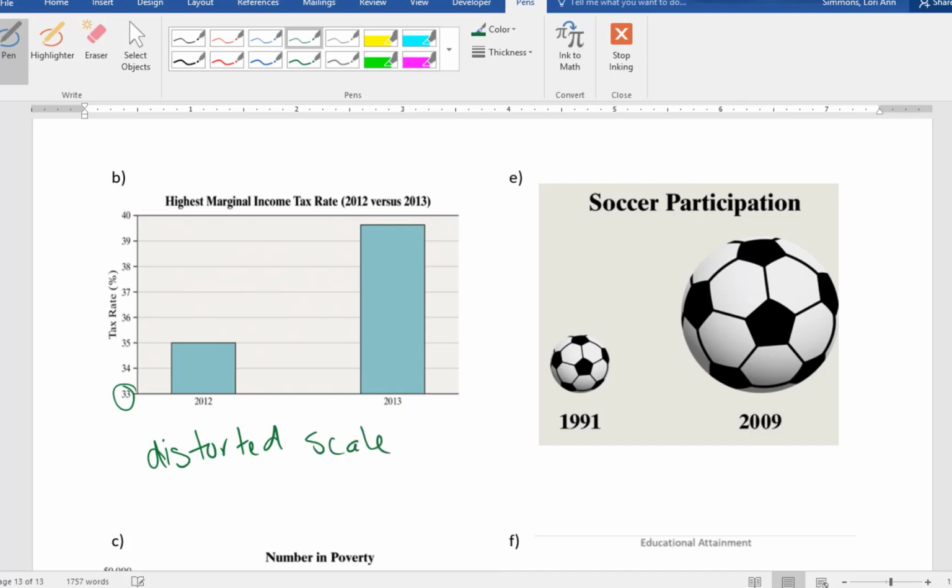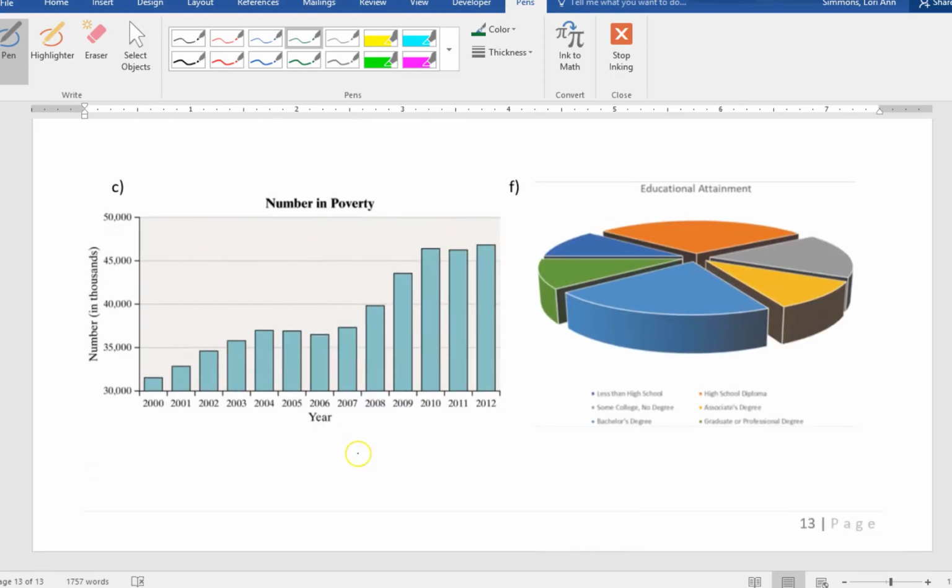C, I would say distorted scale as well, because again, we're starting at 30,000.